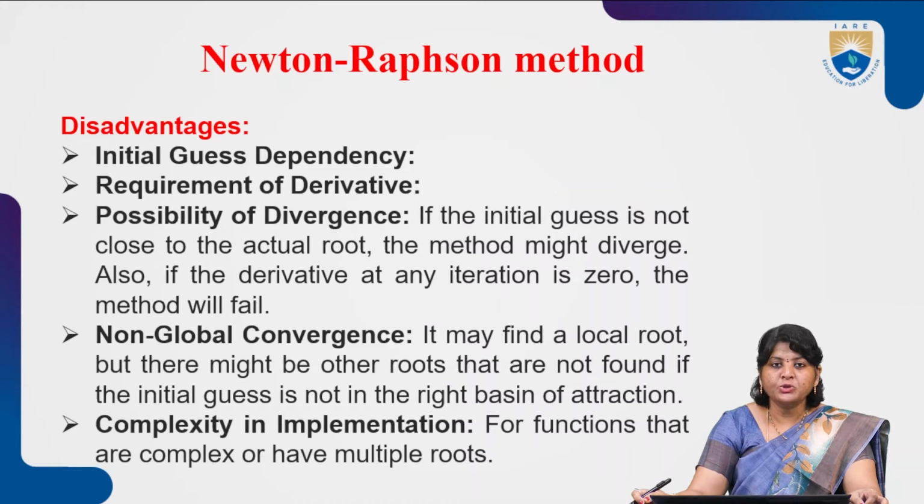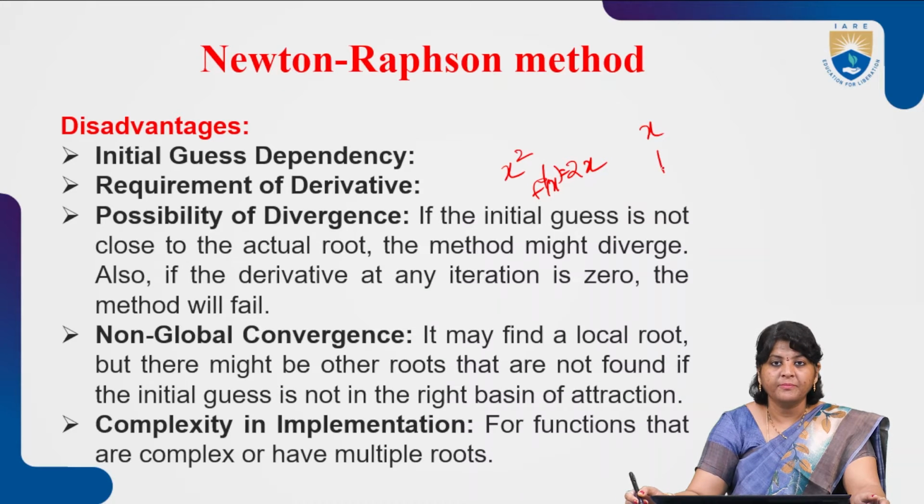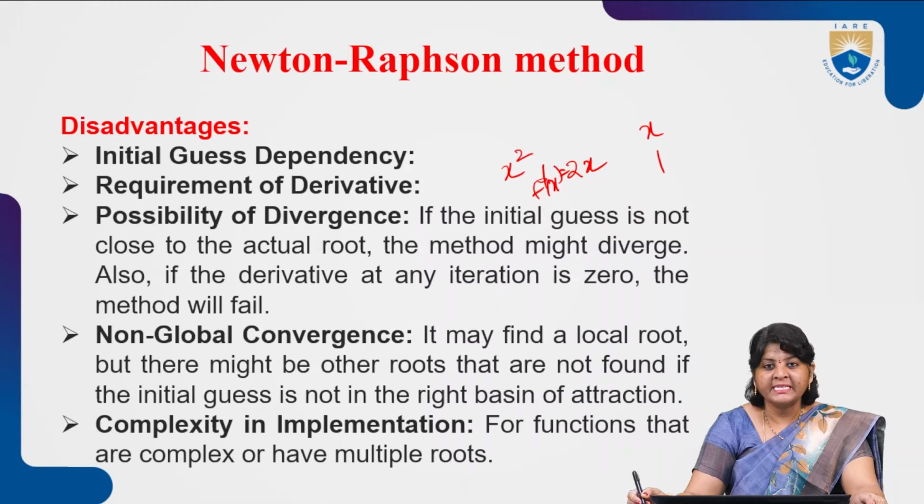If the derivative is not present, for example, if you take x square, then f dash of x is equal to 2x. It is possible. If you just take x, then the derivative is 1. For some cases, there will not be a proper derivative, so iterations cannot be done. We cannot find the root value.